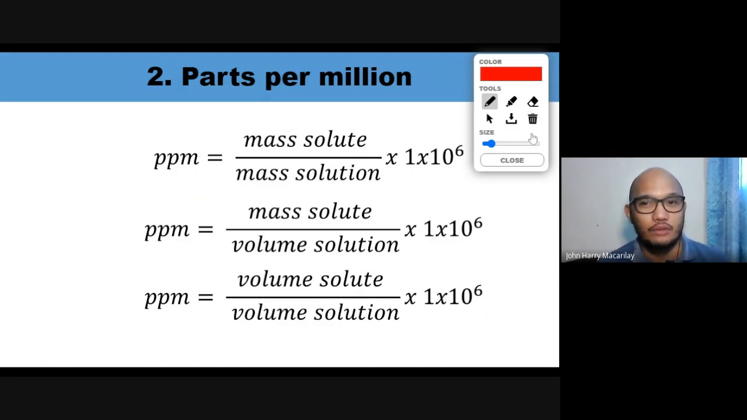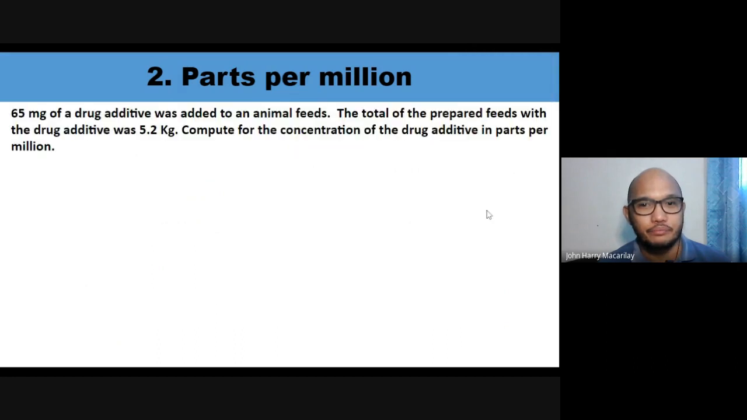So let's try to have an example problem. 65 milligrams of a drug additive was added to an animal feed. The total of the prepared feed with the drug additive was 5.2 kilograms. Compute for the concentration of the drug additive in parts per million. So let's write the given first. What are the given? You have 65 milligrams.